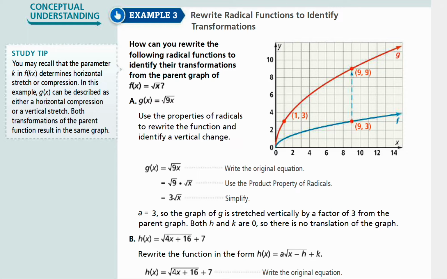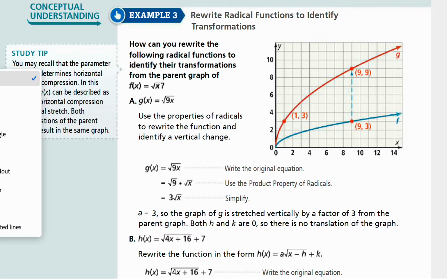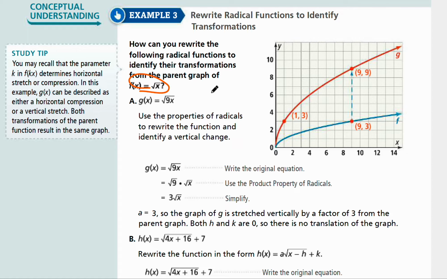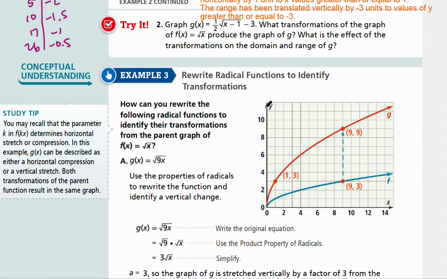Example 3. Rewrite radical functions to identify transformations. How can you rewrite the following radical functions to identify the transformations from the parent graph of f of x equals root x? So this is our parent function, and from f of x, we're going to identify the transformations. For the root functions, we also have transformations.